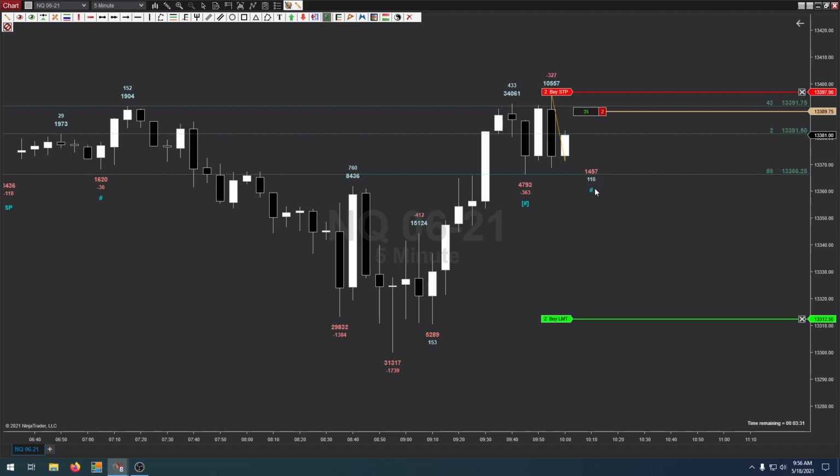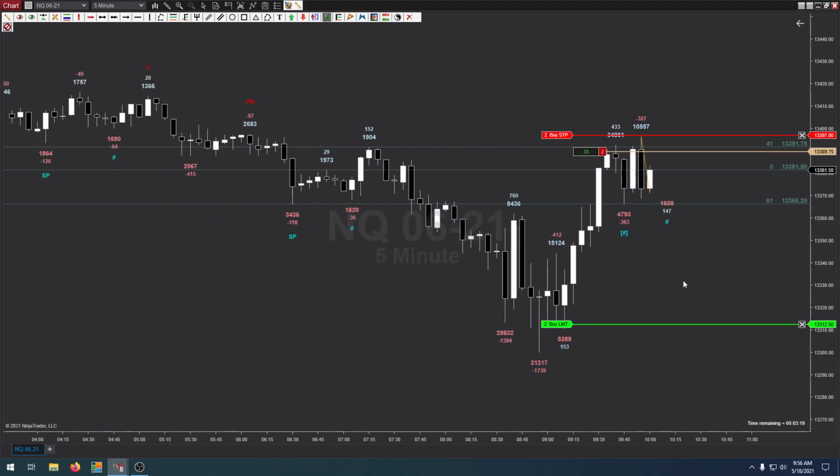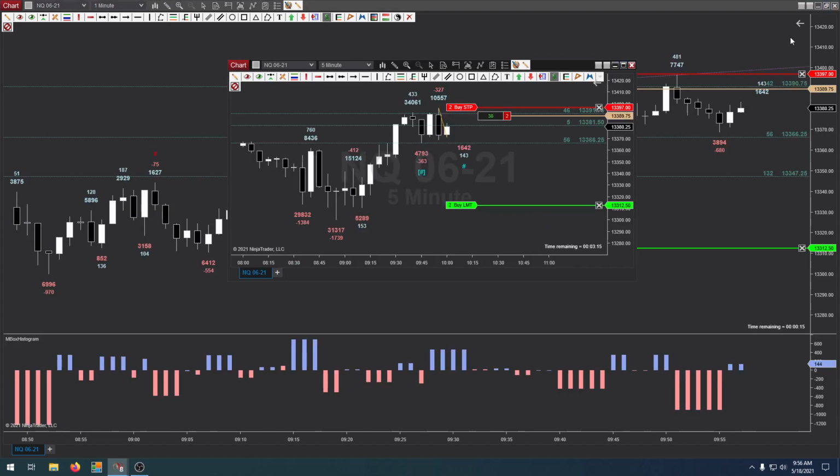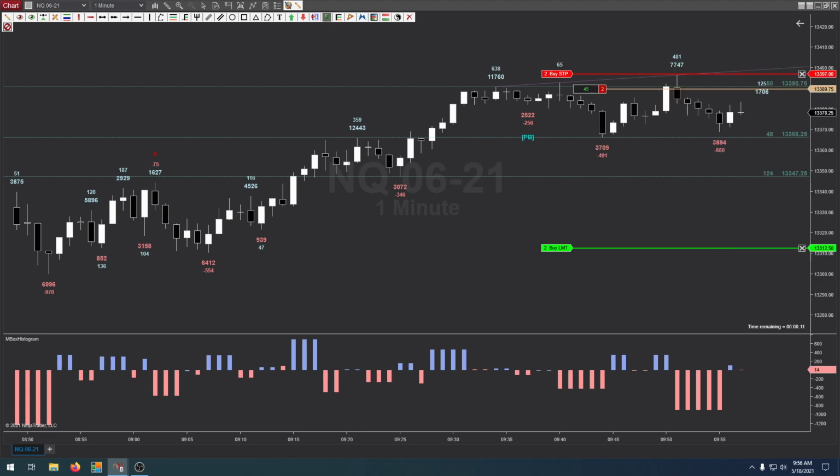But we do have positive volume delta here. So buyers are trying to come in. See what's happening over here. And we need to get below this level here. What we did is we just confirmed a swing up on the 1 minute.